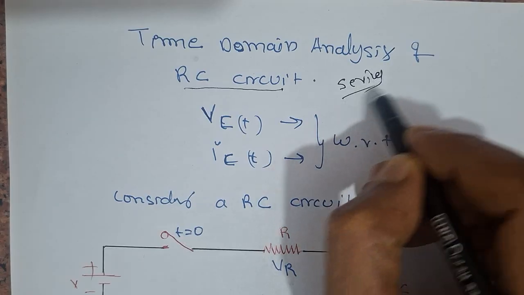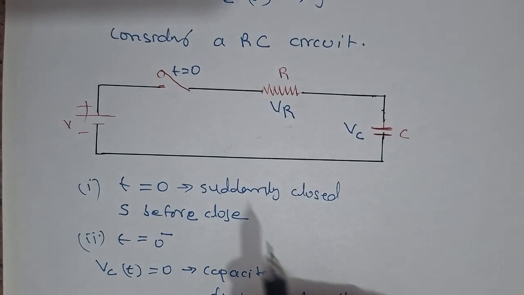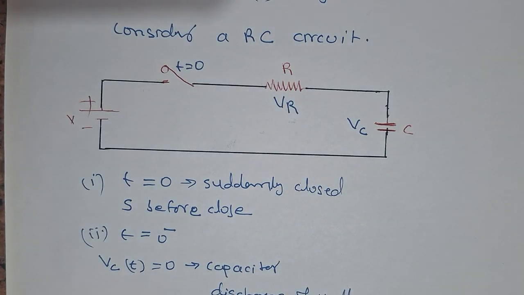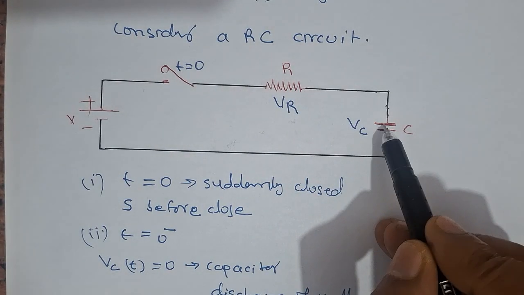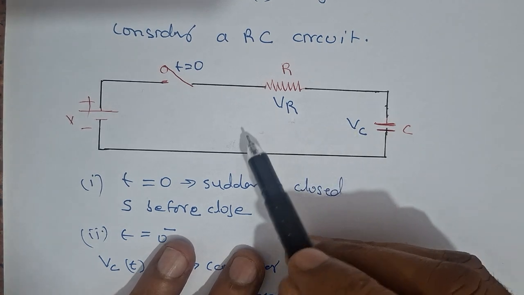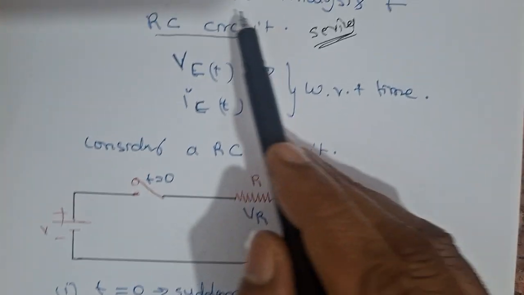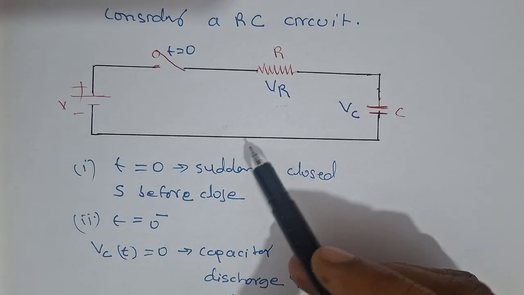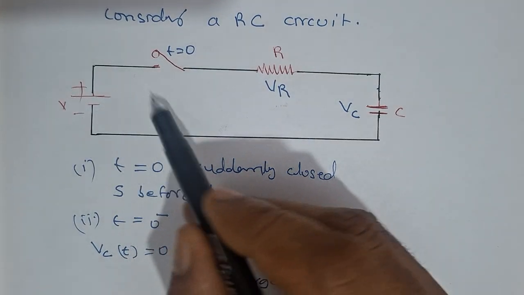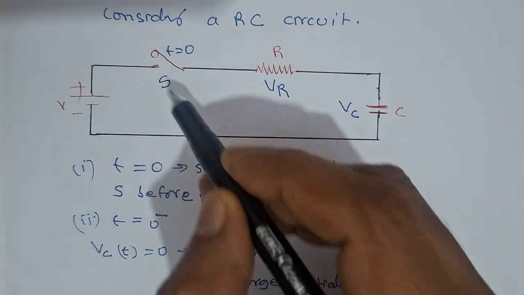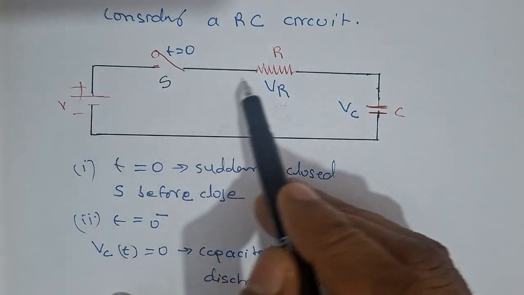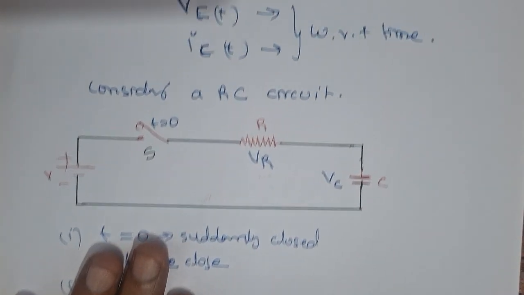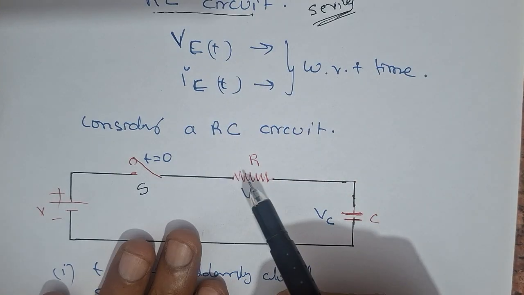Please remember this is a series circuit. There is a battery, a resistance and a capacitor, and these two are connected in series. So we can call it time domain analysis of the RC circuit. This is the circuit diagram. Just observe, this is a battery and this is a switch, which controls the input voltage to the R and C. Similarly as I explained in the RL circuit.